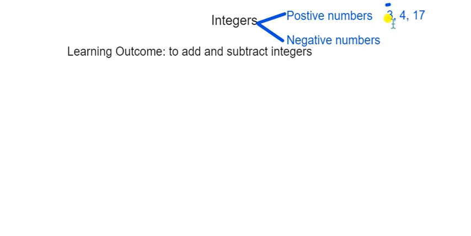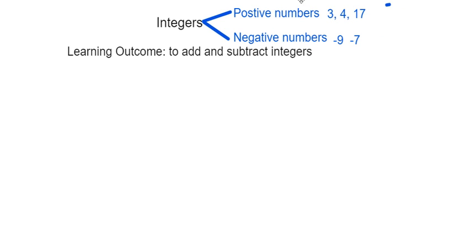For positive numbers, we do not write the plus sign before. So if there is any number which does not have any sign before, it means it is a positive number. Whereas negative numbers are the numbers which have a negative sign before them. For example, -9, -7.